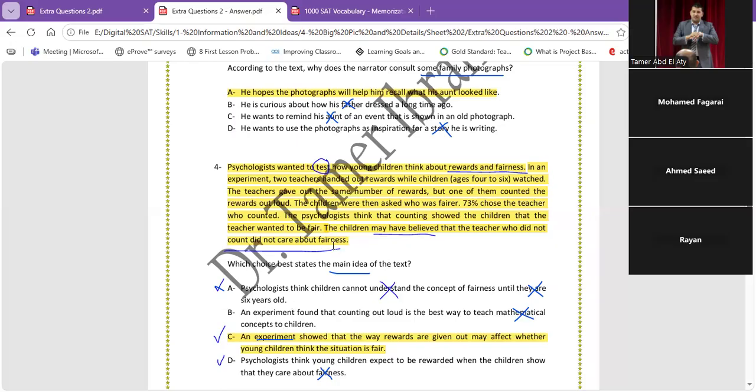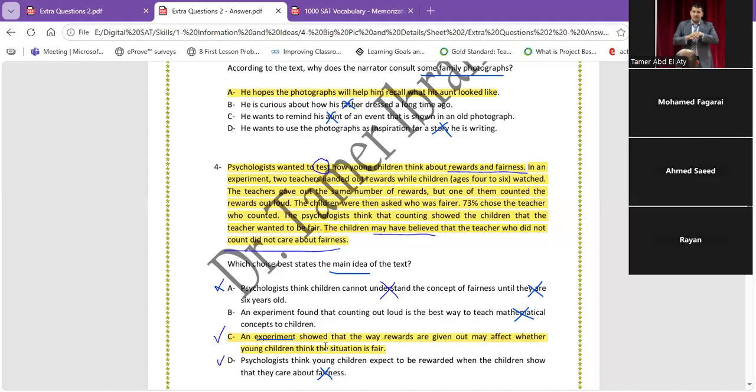Okay. Psychologists think children cannot understand the concept of fairness until they are 6 years old. It wasn't mentioned actually. No, cancel. An experiment, yes, there is an experiment, found that counting out loud is the best way to teach mathematical concepts to children. No, we're not talking about math. We're talking about rewards and fairness. So cancel. An experiment, yes, it's a test, showed that the way rewards are given out may affect whether young children think the situation is fair. Yes, because here he said that the teacher who didn't count didn't care about fairness.